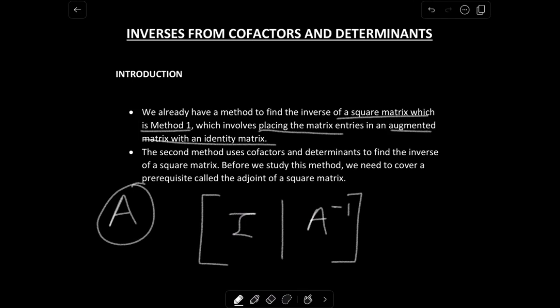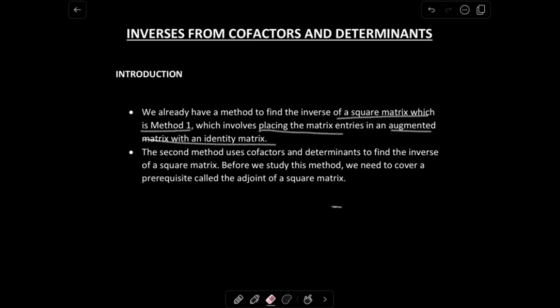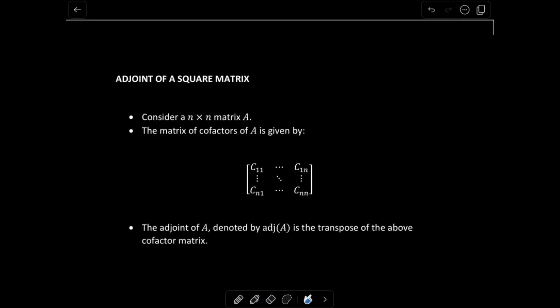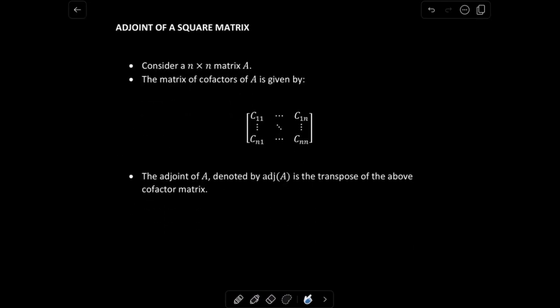Now we're going to learn about another method. The second method uses cofactors and determinants to find the inverse of a square matrix. Before we study this method, which I call method 2, we need to cover a prerequisite called the adjoint of a square matrix, because in method 2 we are going to be using the adjoint, and we need to understand what that is first. So let's discuss the adjoint of a square matrix, and it's nothing complicated.